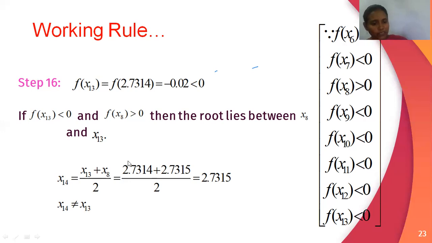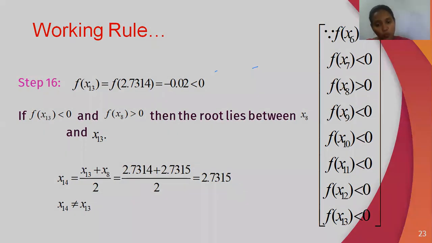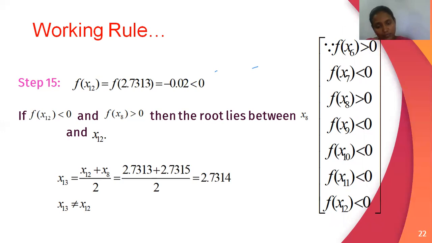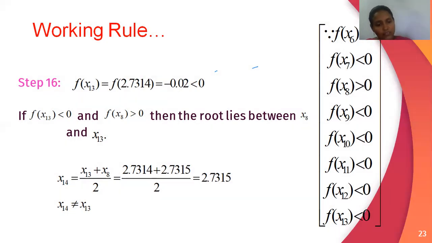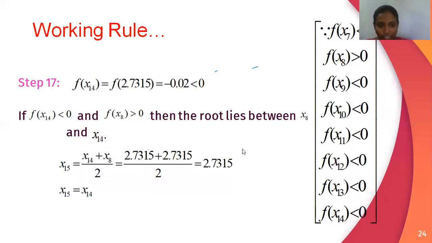So take the average of x8 and x13. We got the 14th approximation as 2.7315. The previous one is 2.7314. Both are different, so this is not the root of the given equation. Find the functional value of x14. The 14th approximation functional value is also negative. The functional values of the 14th, 13th, 12th, 11th, 10th and 9th approximations all have the same sign. The f of x8 has the positive sign.